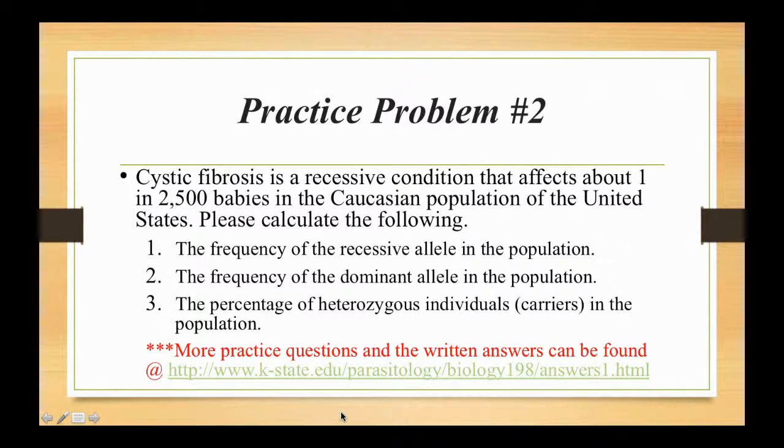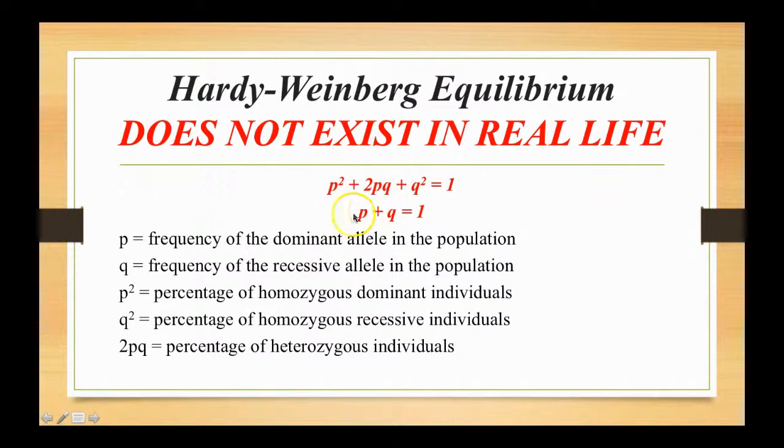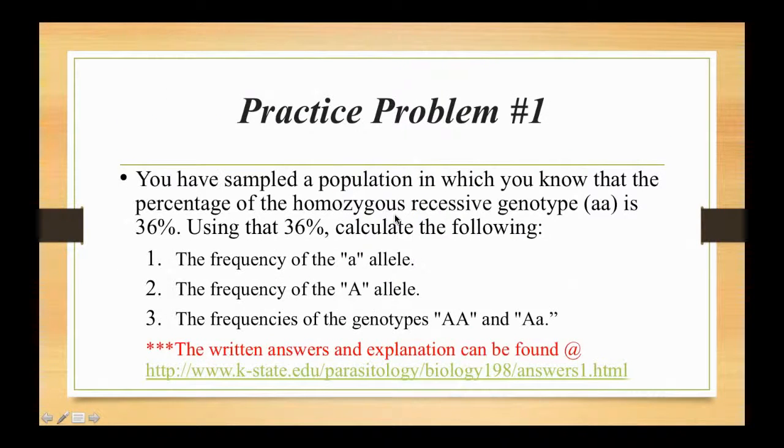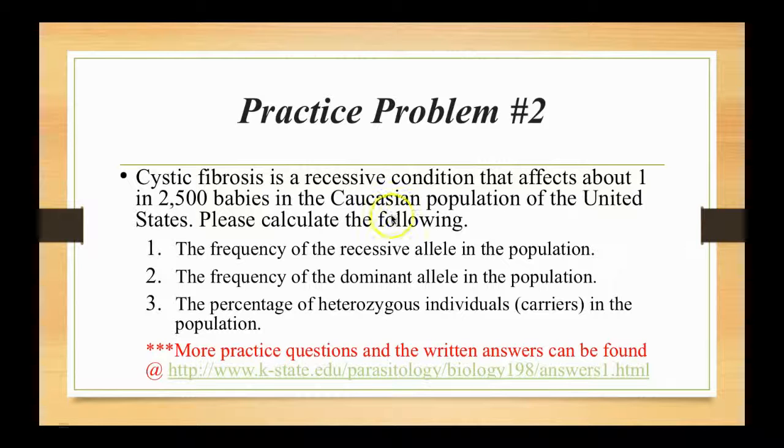And the last problem I have here. This disease is a recessive condition that affects about 1 in 2,500 babies in the Caucasian population of the United States. The first question asks for the frequency of the recessive allele in the population, so we're looking for q. Because this is a recessive condition, 1 in 2,500 is q squared. Let's assume that small a is the recessive allele for this disease.